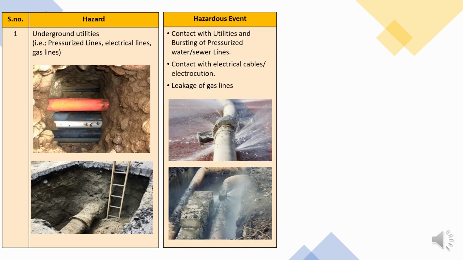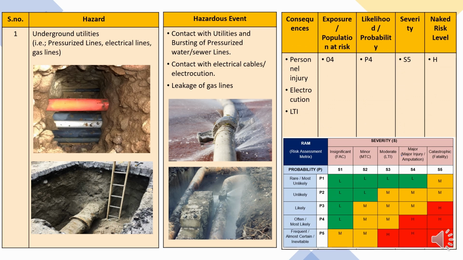What is the hazardous event? Contact with utilities and bursting of pressurized water or sewer lines, contact with electrical cables which may cause electrocution, leakage of gas lines. So what will be the consequences of this hazardous event? A person may get a personal injury. Due to electricity, he may have electrocution, and the same may lead to lost time injury.